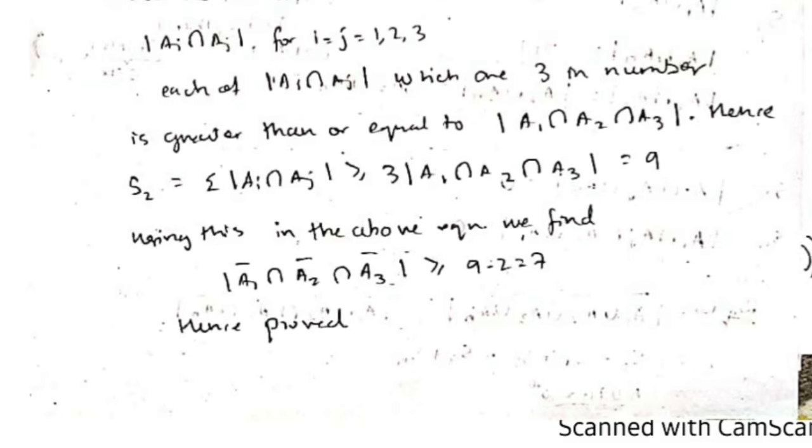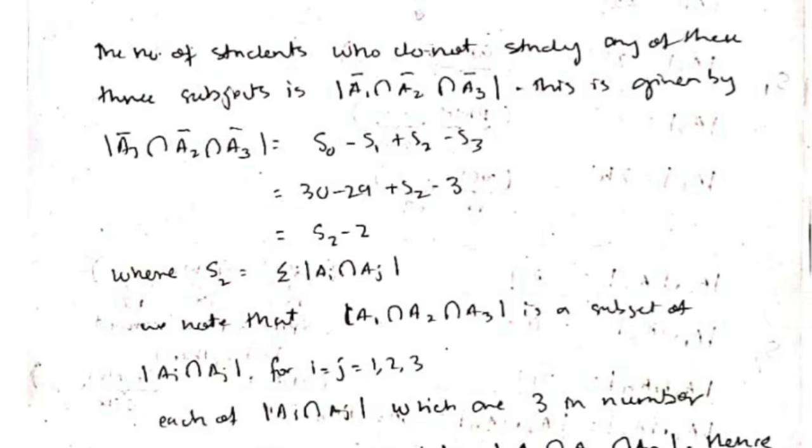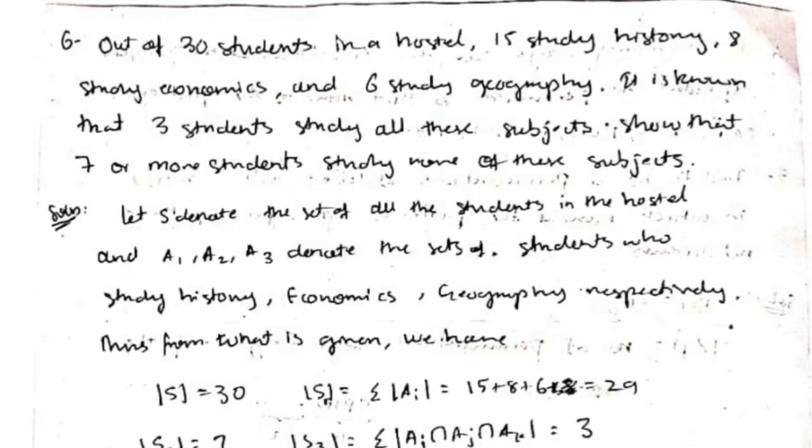Now since we got the value of s2 as greater than or equal to 9, we will be using this value in this equation, s2 minus 2. So s2's value is greater than or equal to 9, so 9 minus 2 is 7, therefore the final answer is greater than or equal to 7. So that's what we have to prove here: 7 or more students study none of these subjects.